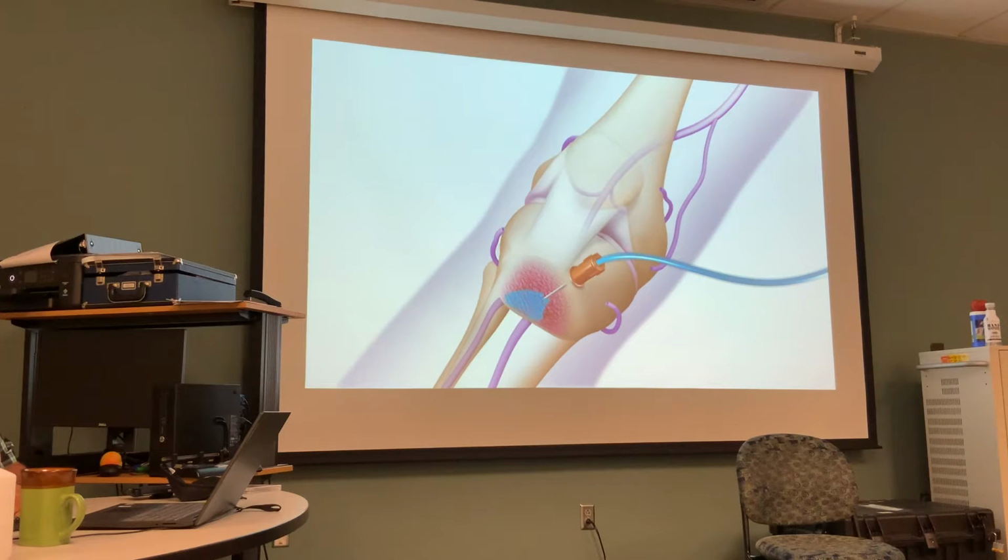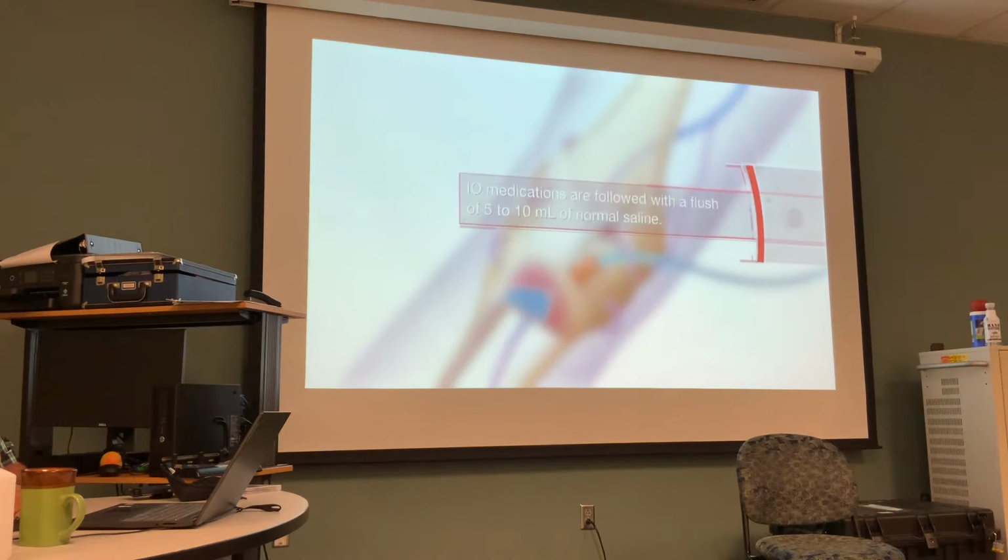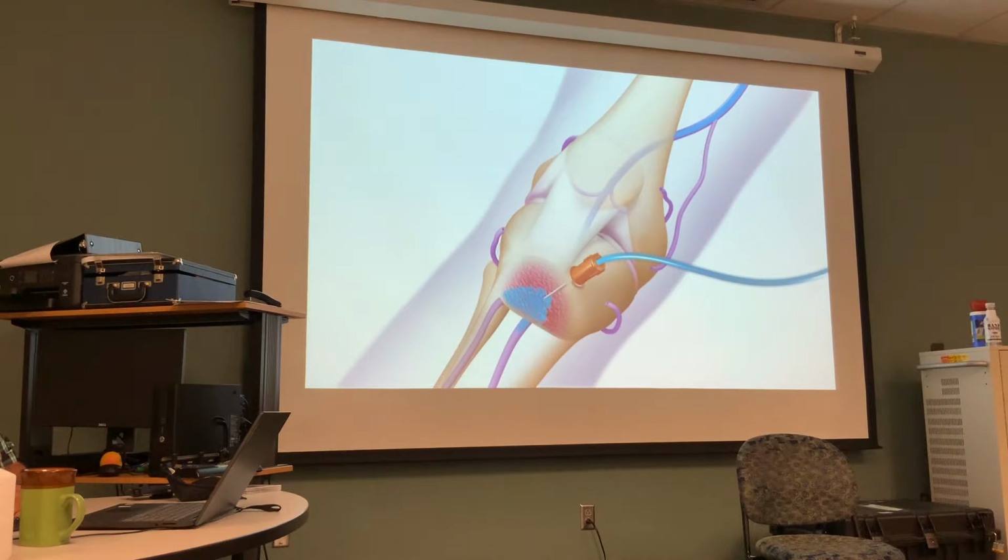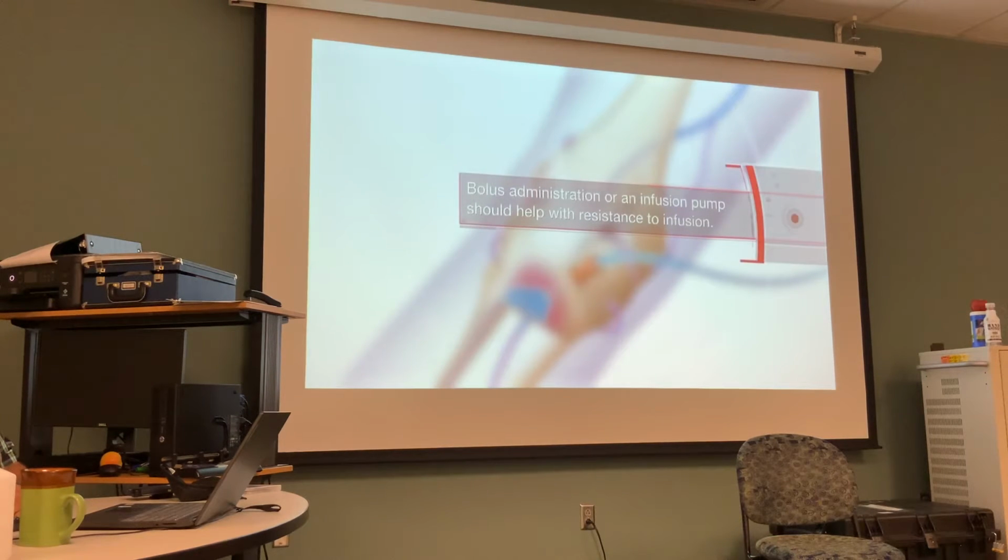After the IO needle is properly inserted into the bone and appropriately secured, drugs and fluids flow through the bone marrow cavity into the circulation, though depending on location, they may first pass through peripheral circulation. As is routine practice when providing most IV drugs, all IO medications are followed with a flush of 5 to 10 milliliters of normal saline. Keep in mind that even after successful insertion of the catheter into the bone marrow, there is often resistance to infusion, which a provider may mistakenly interpret as incorrect placement. Bolus administration or the use of an infusion pump should help with this.